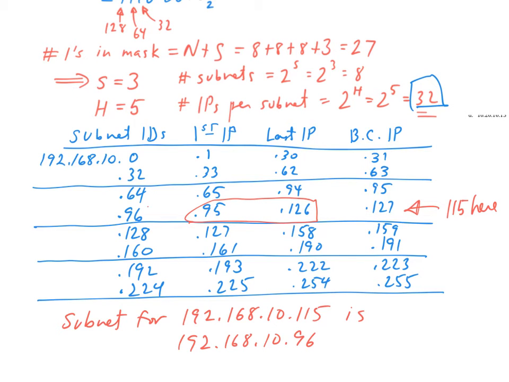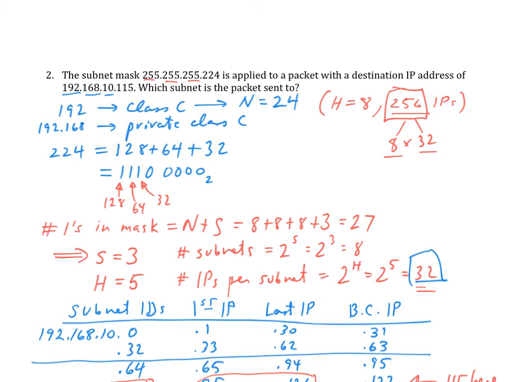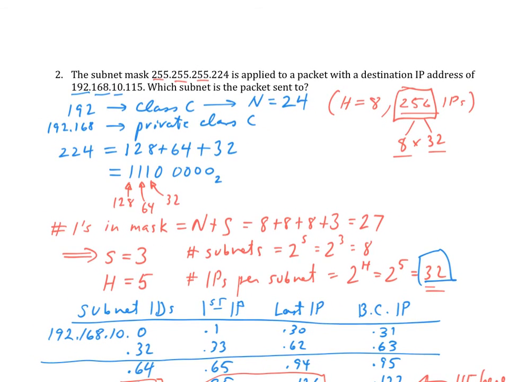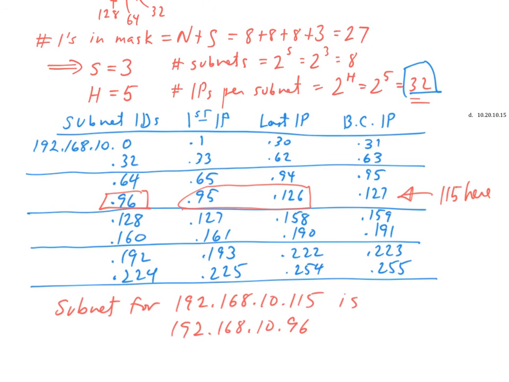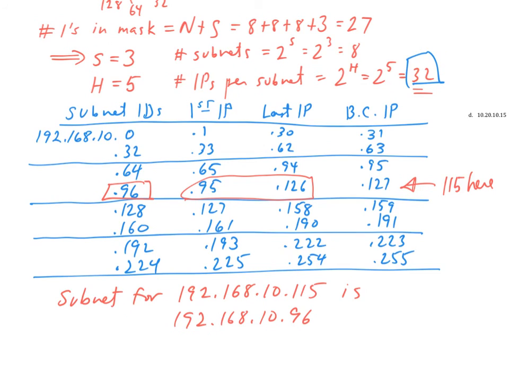Basically all we're doing is figuring out that, hey, with a 224 subnet mask on a Class C network, that means we have 3 bits at the beginning, which means we have 8 subnets, which means we have 32 IPs per subnet. We're going to count by 32s and see which chunk of 32 the 115 is in, and it's in the one that starts at 96 and goes to 127. So that's how you do this problem.